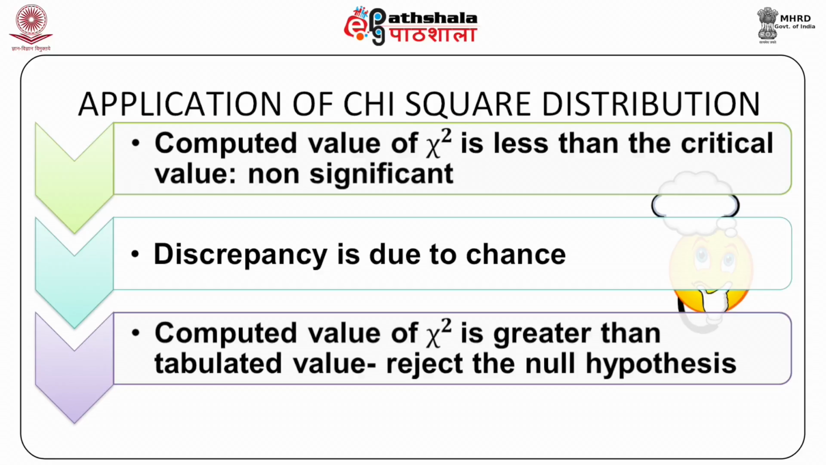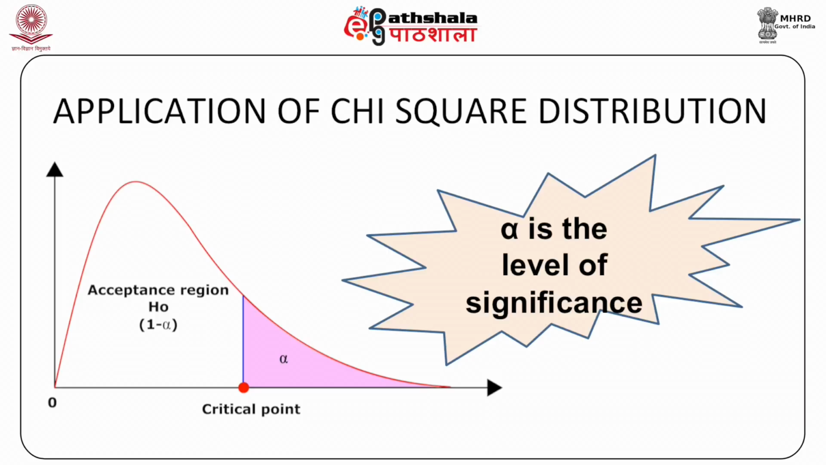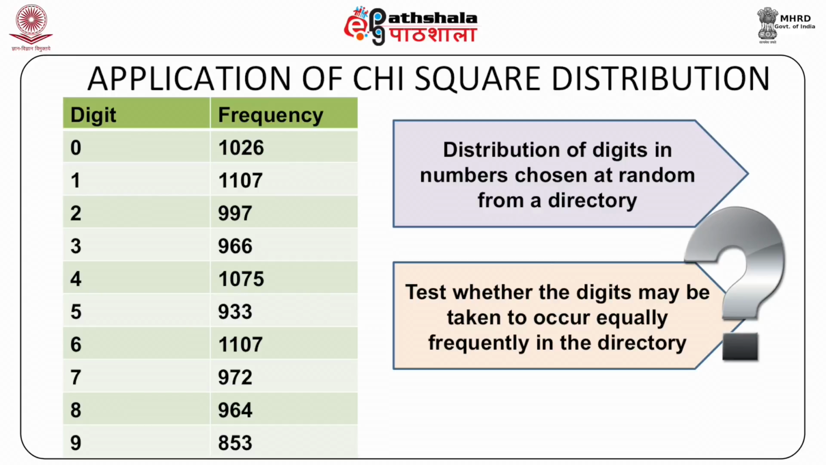However, if the difference between the two frequencies is large, that is, computed value of chi-square is greater than the tabulated value, we reject the null hypothesis in favor of an alternative hypothesis. It implies that the experiment does not support the theory. The figure shows the acceptance and the rejection region to accept or reject the null hypothesis. Here alpha is the level of significance. Let us understand it with the help of an example.